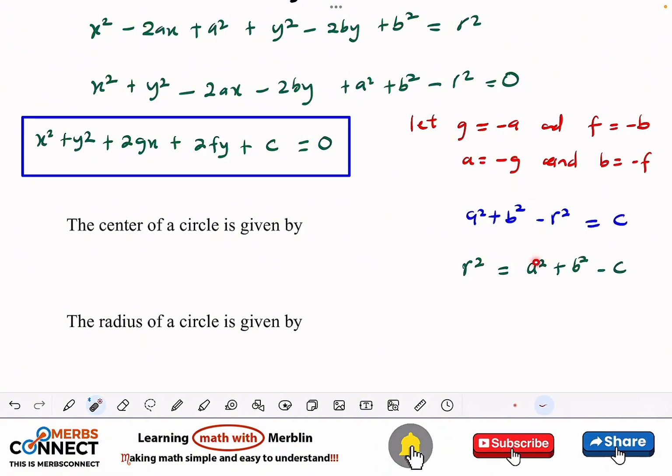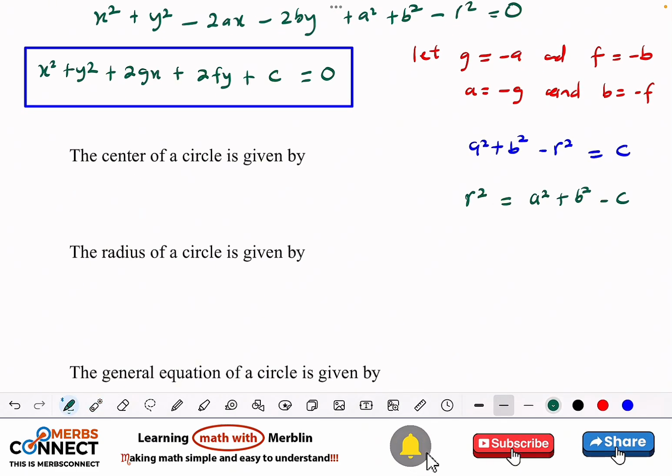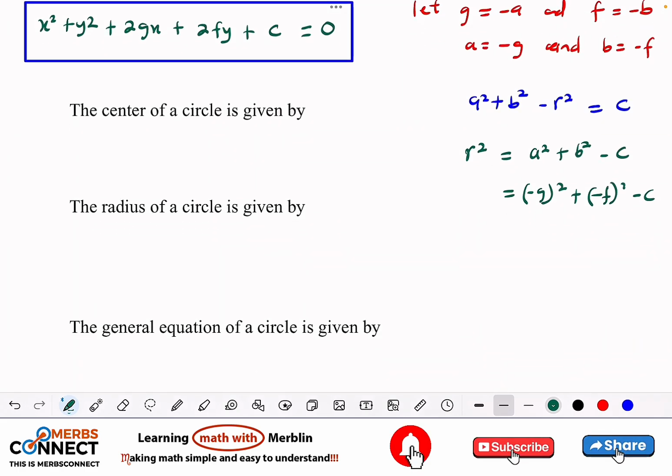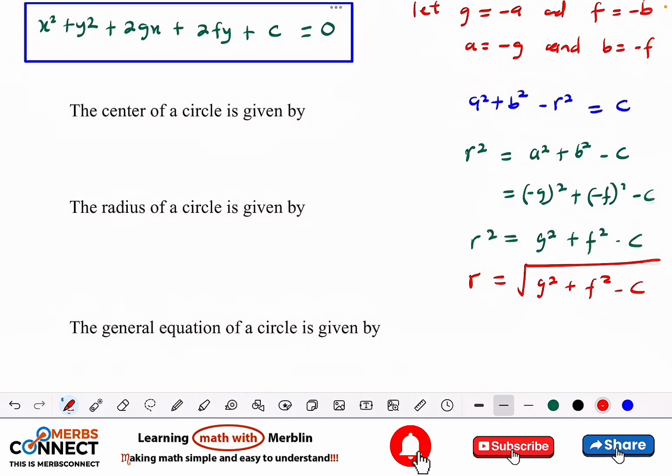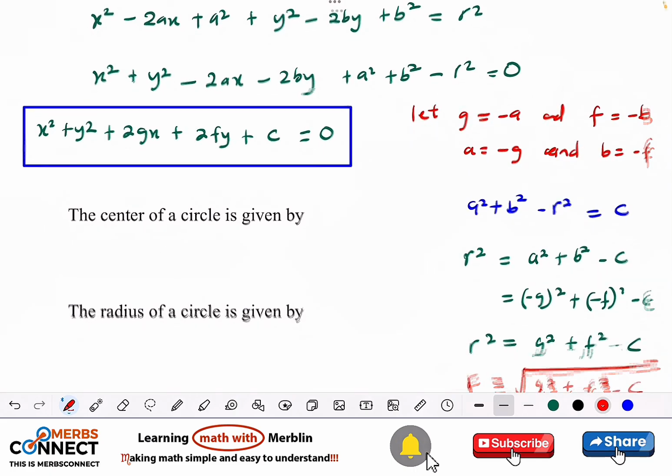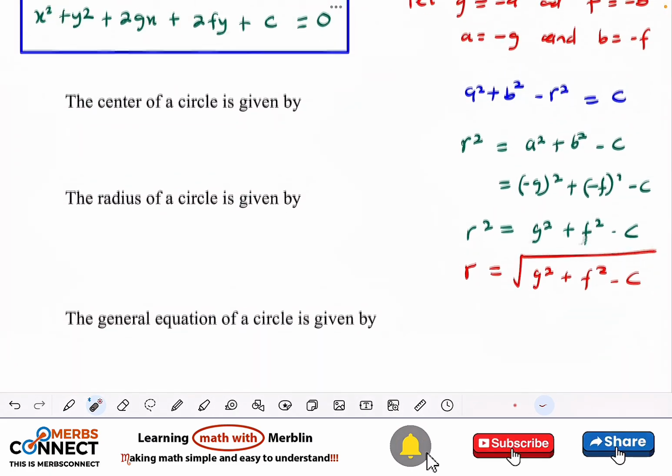But we know that a is equal to minus j and b is equal to minus f. So let's do substitution. We are going to have minus j squared plus minus f squared minus c. But because of squared, this now turns to j squared plus f squared minus c. So what will be r? R should be equal to the square root of j squared plus f squared minus c. Good.